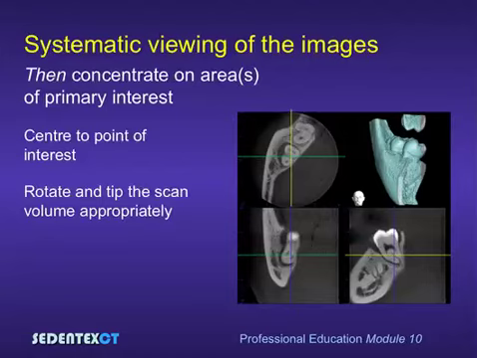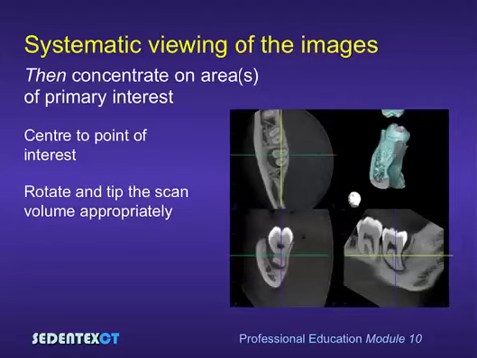Here we can see a third molar cone beam CT scan in the acquired planes. The coronal scan on the bottom left-hand side of these images, you can see shows a very oblique view of the third molar. It's not ideal to interpret the findings. So by simply rotating and tipping the scan appropriately, we get a far better view of this tooth.